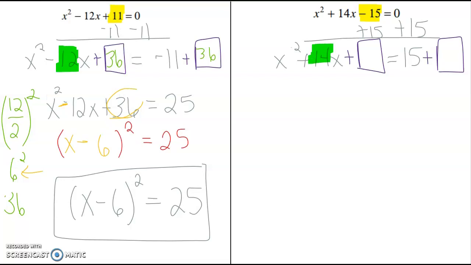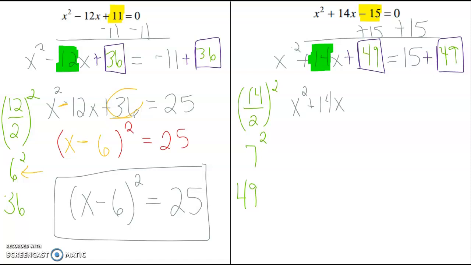Remember, we need to take this b value, the number in front of x, divide it by 2, and square it. 14 divided by 2 is 7, and 7 squared is 49. So we're going to be adding 49 to both sides. So on our left-hand side, we keep x squared plus 14x plus 49 equals 64.